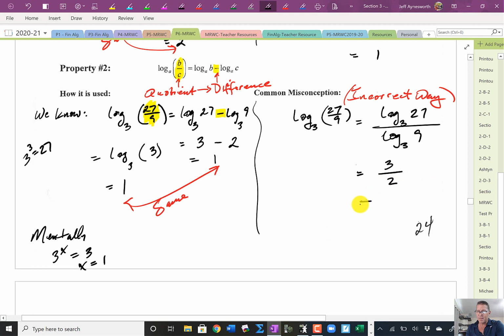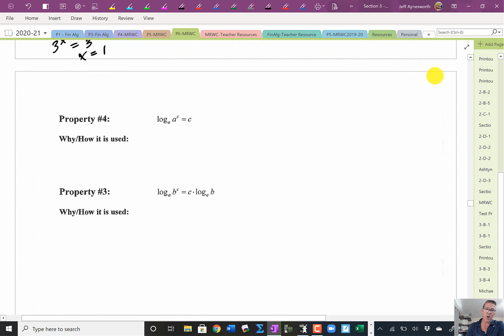And 3 halves is not equal to 1, obviously. So this is incorrect. This is the incorrect way to deal with things. You can split a quotient into a difference, but not a quotient into a quotient. There we go. Now let's take a look at a few more properties here.